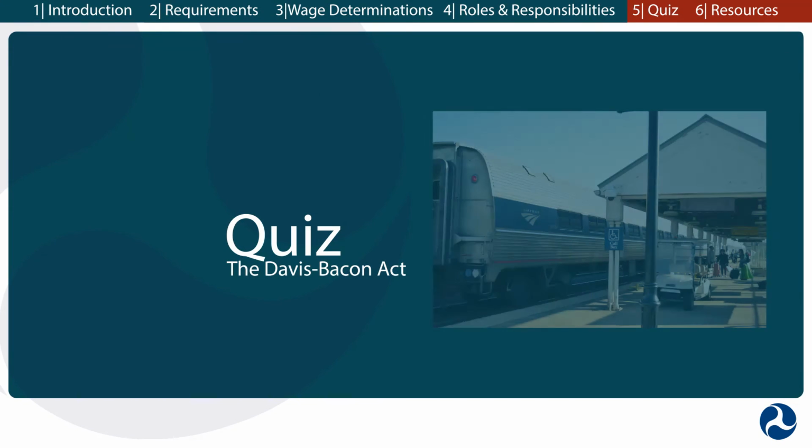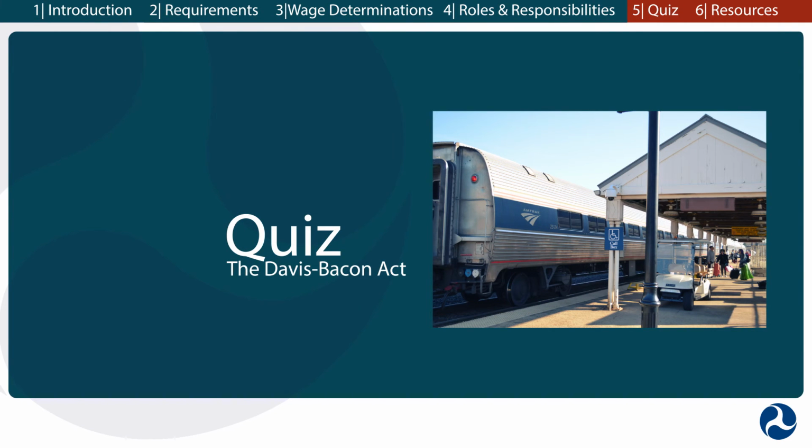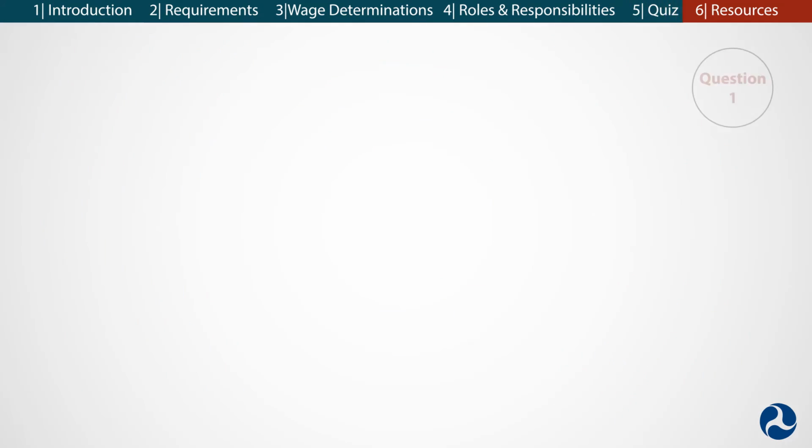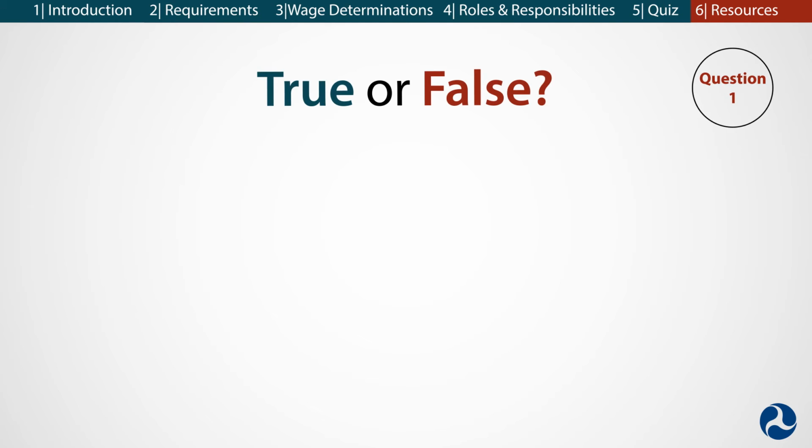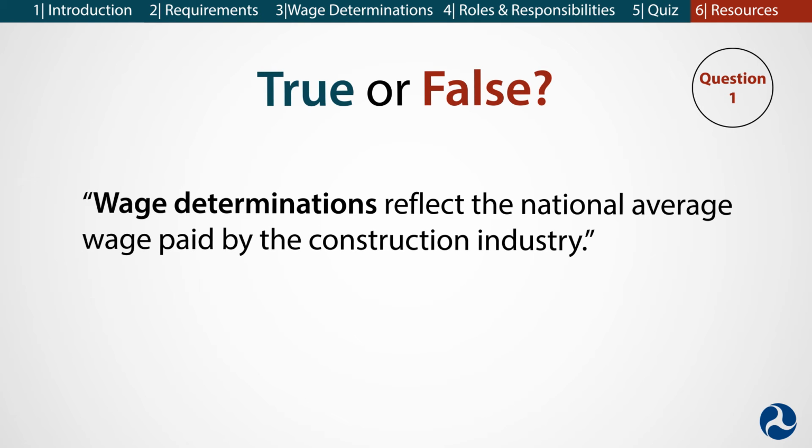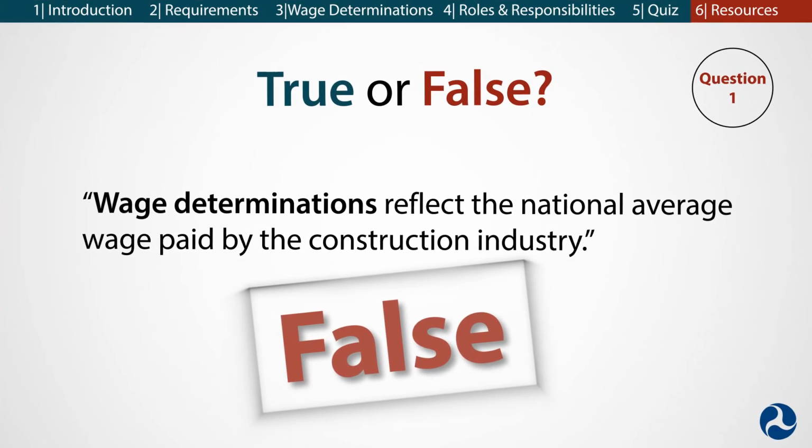That was a lot of information. Let's take a moment to review some of it by going through a quick quiz. Question 1. True or false? Wage determinations reflect the national average wage paid by the construction industry. False. Wage determinations reflect the prevailing wages and benefits paid by the construction industry in a specific locality for a specific skill set. So the wage determination is likely different in different parts of the country.